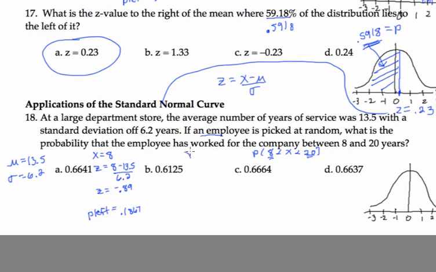Now I'll do the same thing for the data value of 20. Again, I'm going to use this formula to change my data value into a z-score. Z-score is the data value minus the mean divided by the standard deviation. So I plug that into my calculator, I get the z-score is 1.05. That's the z. So what's the probability that I'm to the left of it? I go to my table, look up on the sides, 1.05 for the z-score, and find the probability in the middle of the table.